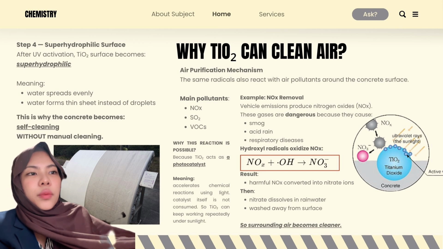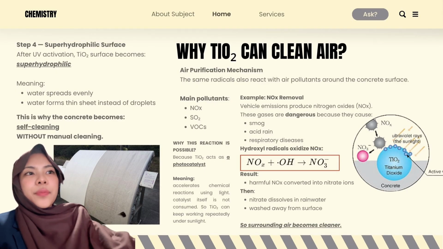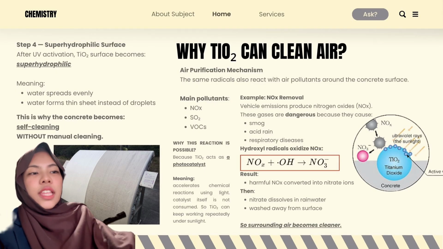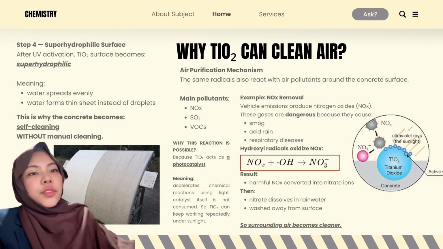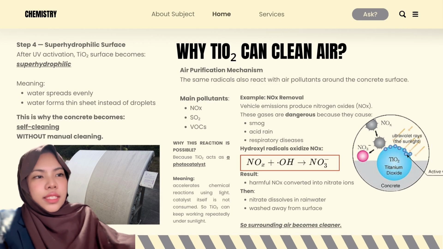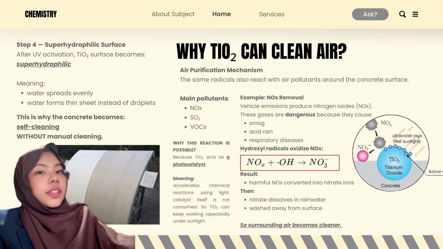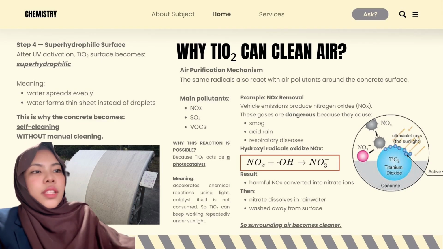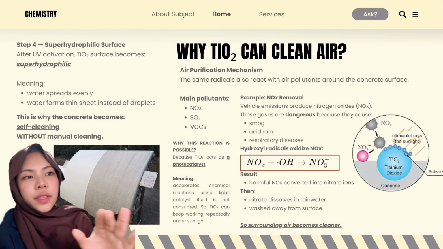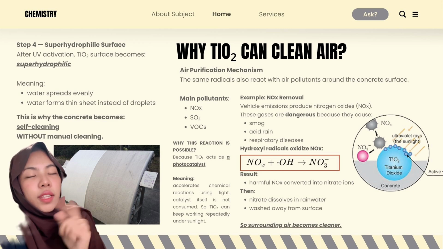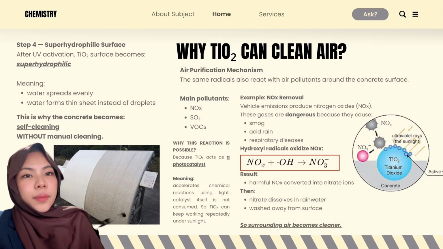So when we combine the hydroxyl radicals with nitrogen oxides, it will become NOx plus OH become nitrate. So the result is harmful nitrogen oxides converted into nitrate ion. The nitrate dissolves in rainwater and washes away from the surface. So this is what happens, and the surrounding air becomes cleaner.